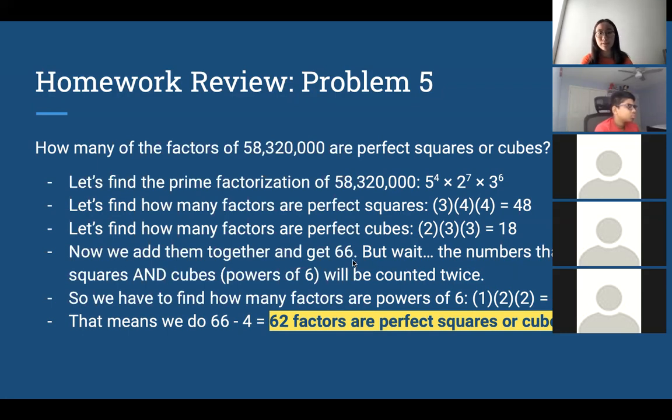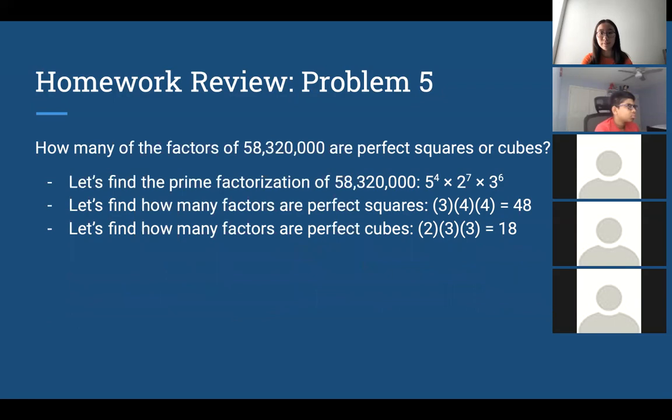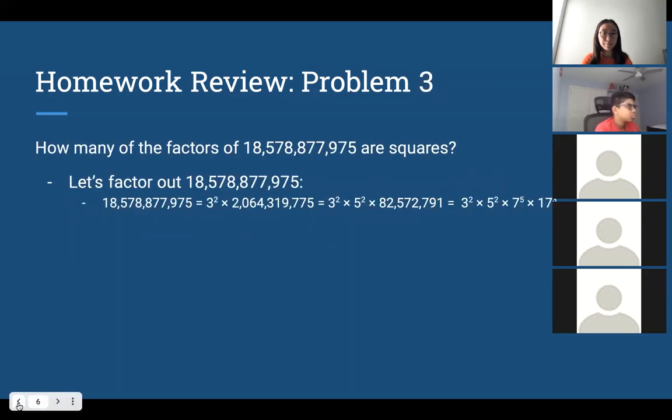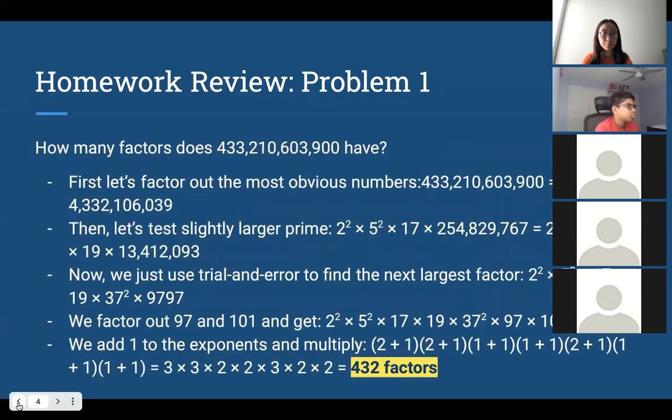All right, so I'm going to go back and review 1 and 2 because some people joined that weren't here. So I'm just going to go over them really quickly again. So how many factors does this number have? This is basically the number of factors rule that we learned. So first you find the prime factorization, and then you take all the exponents and add 1 to them. Then you multiply all of those numbers together to get the number of factors, which is 432 for problem 1.